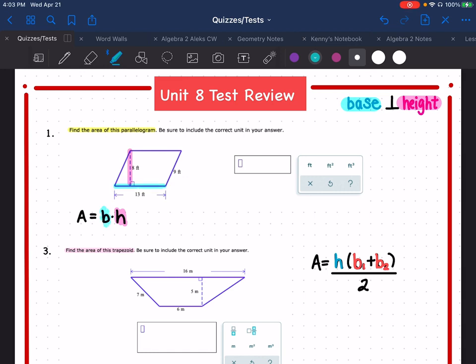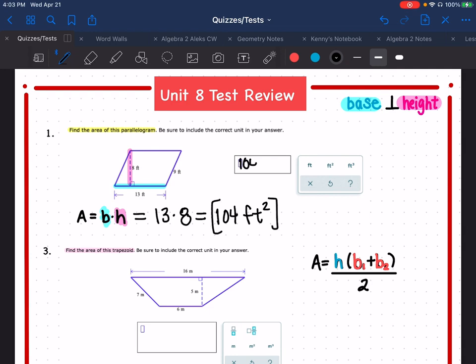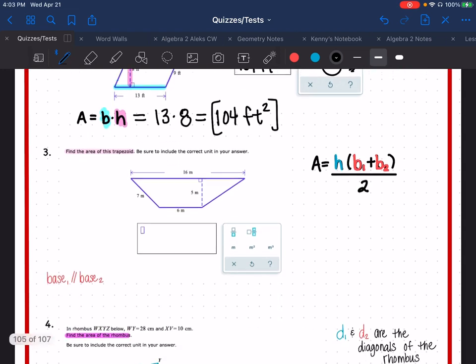So there's my base. I'm simply going to go ahead and multiply 13 times 8 for an answer of 104 feet squared, because that is what it is for area. Remember that you're never going to use the cubic unit. You're only going to use feet or feet squared. All right, moving on to question number 2.